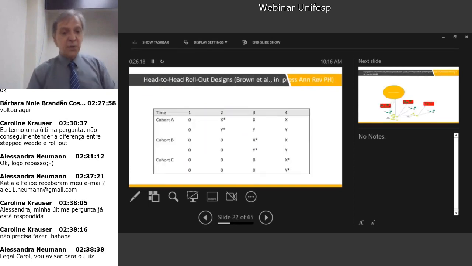Okay, a few examples. You see that? Head-to-head rollout design, Brown. This is a good one. You have an intuitive cohort there, cohort A, cohort B, cohort C. This is a time frame, time 1, time 2, time 3.